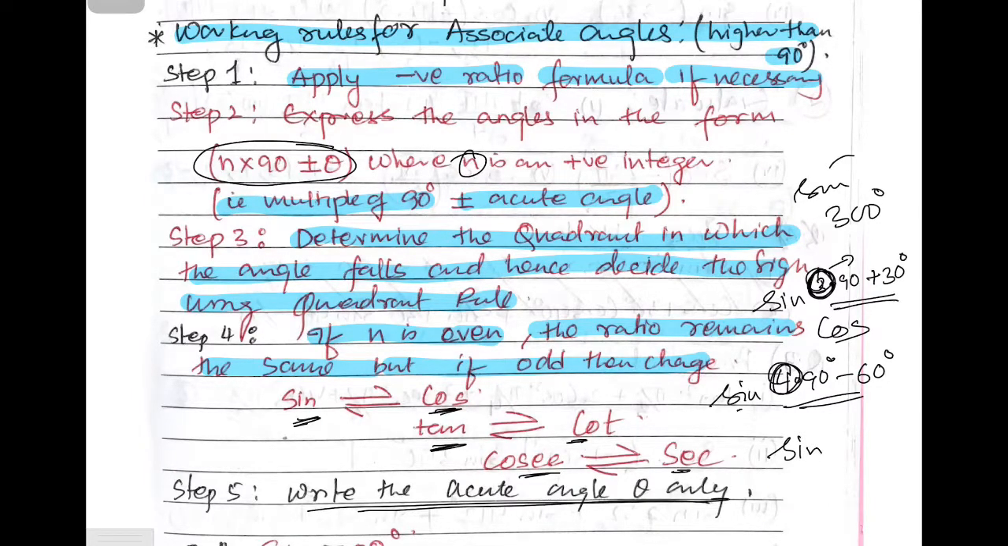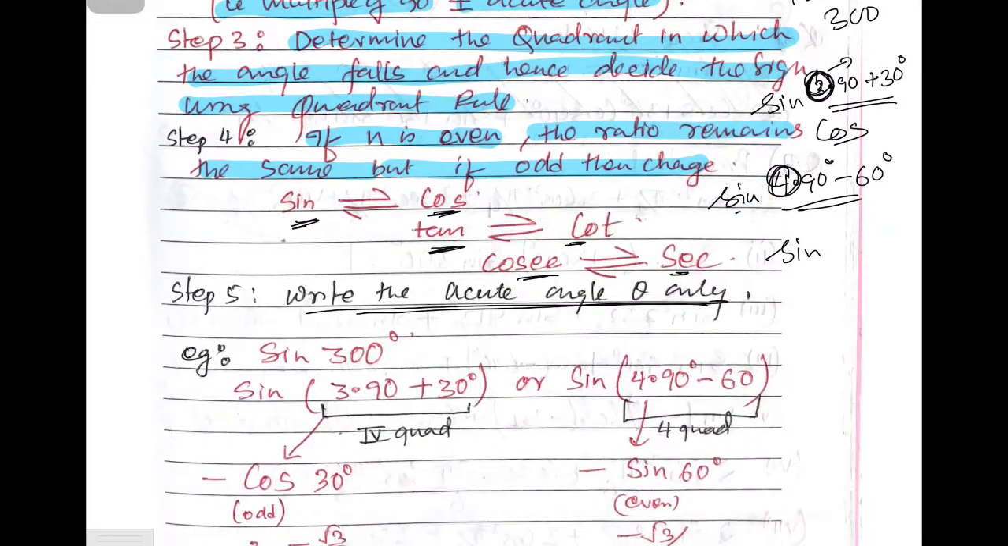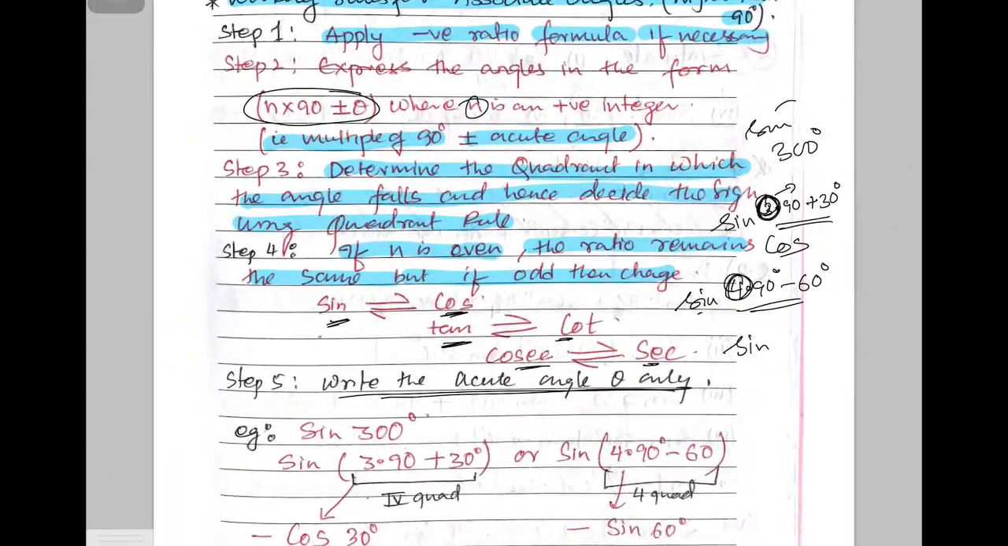Okay. So let's solve a sum using this formula and see how it works. An example that I have done here is sine 300 degrees. I'll just show you the same thing on the right side here. Okay, so I have sine 300 degrees, correct?